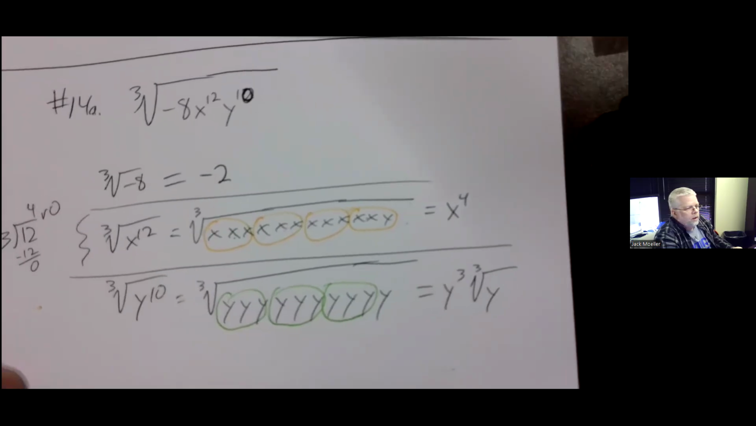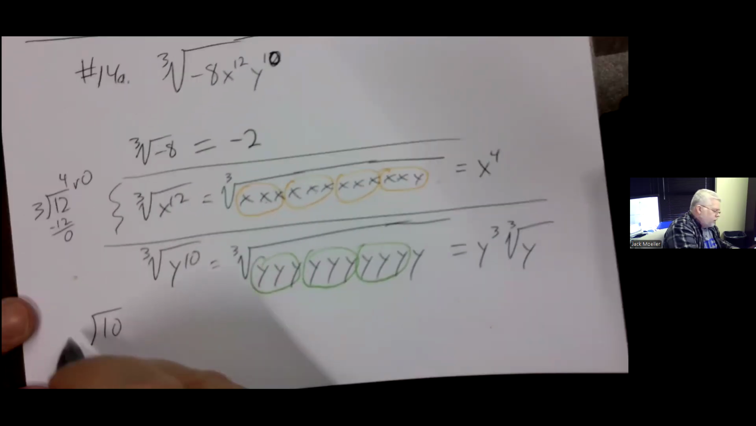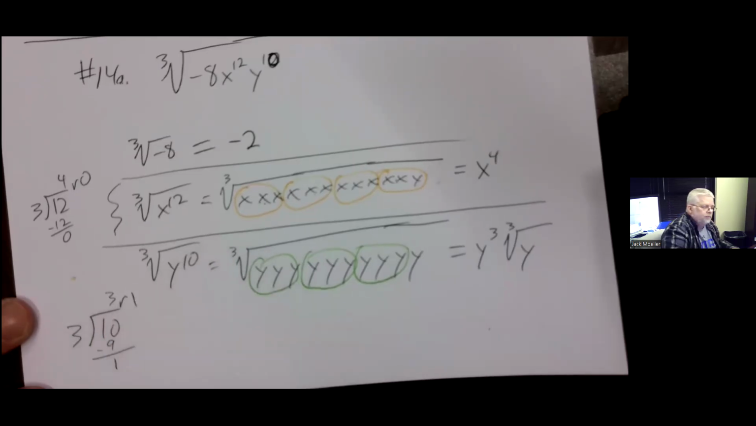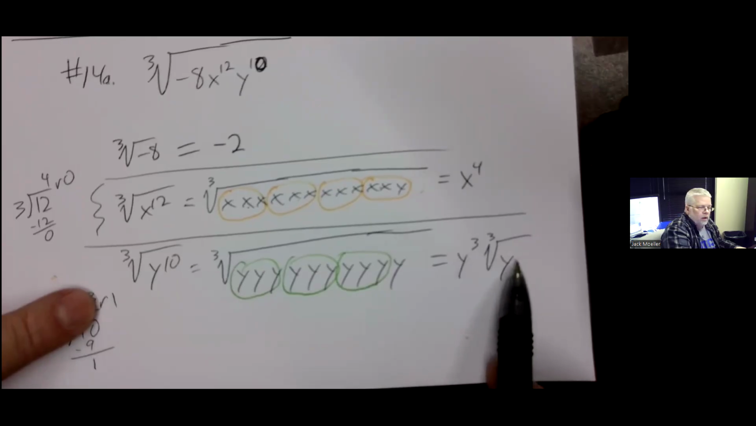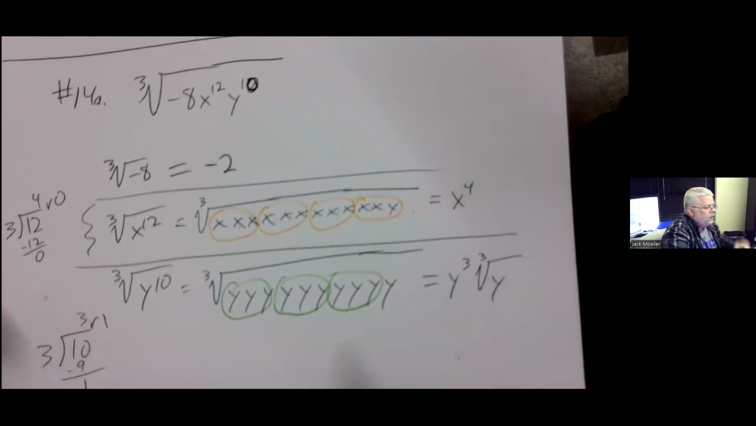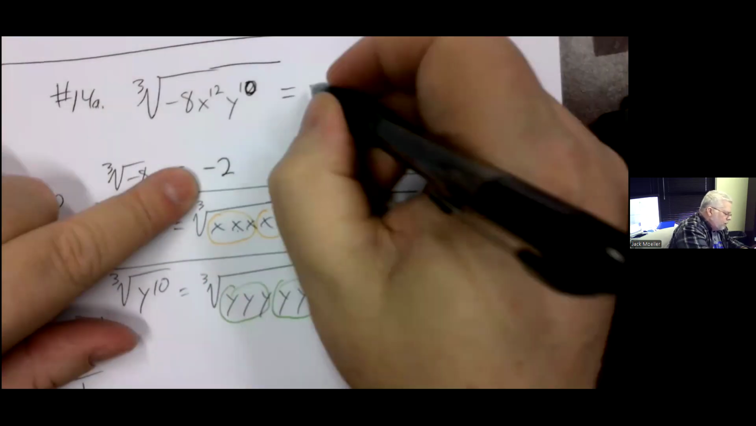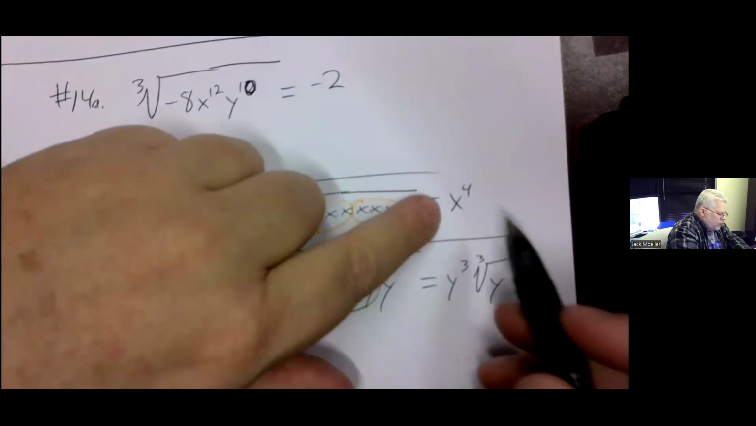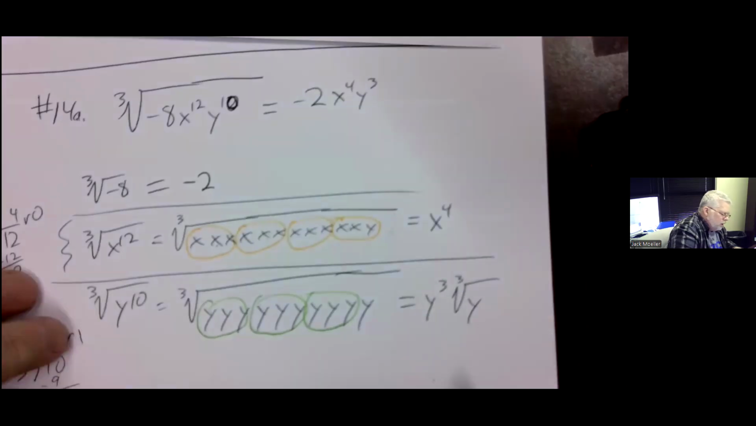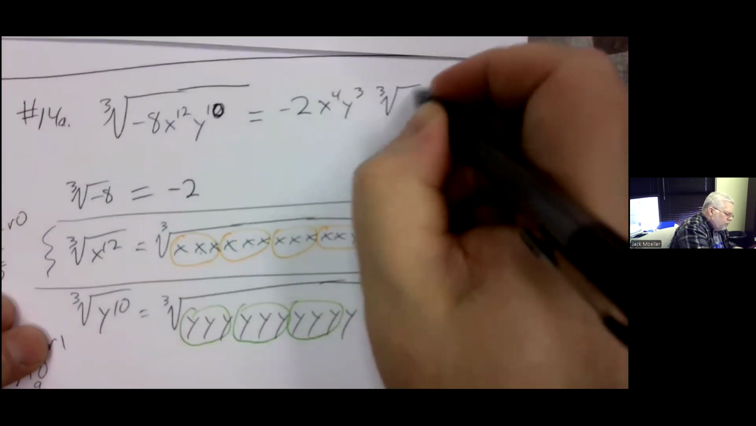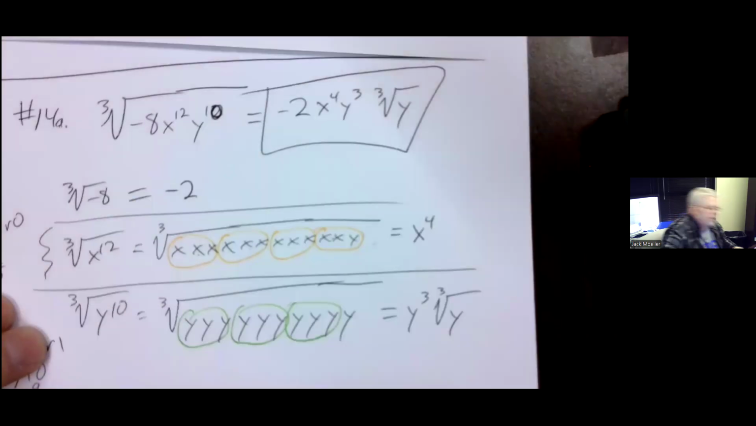All right, so how do we do that with the division method? Well, if you do 10 divided by 3, it'll go in 3 times with a remainder 1. So that 3 is our y cubed. That remainder of 1 is y to the first on the inside. So what is our answer? Number-wise, we have -2. Variable-wise, we have an x to the fourth and a y cubed on the outside of the radical. And then inside the radical, we have cube root with 1.